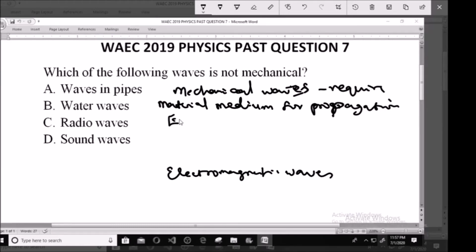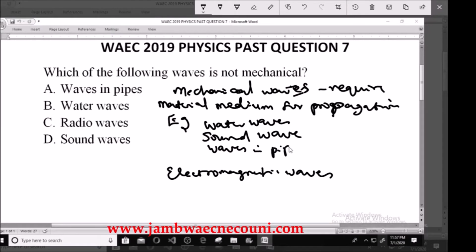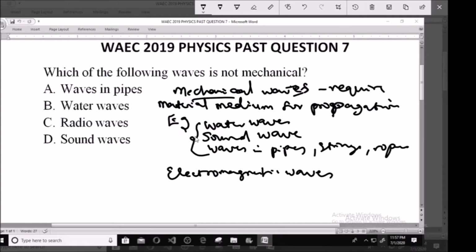So very good examples of these mechanical waves are water waves. It needs water for transmission. You have the sound wave. They cannot travel in vacuum. Then we have what we call waves in pipes, strings, rope, all of them, they need a medium. Without that medium, like water or the surface, they cannot transmit. So all these, they cannot travel through vacuum. Because of that, all of them are known as mechanical waves.